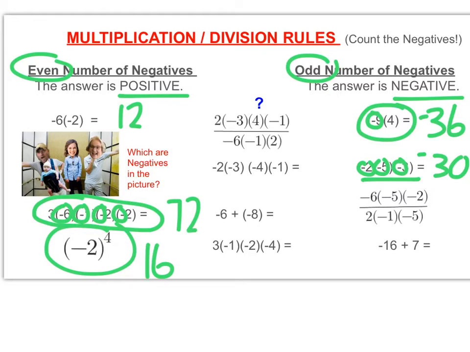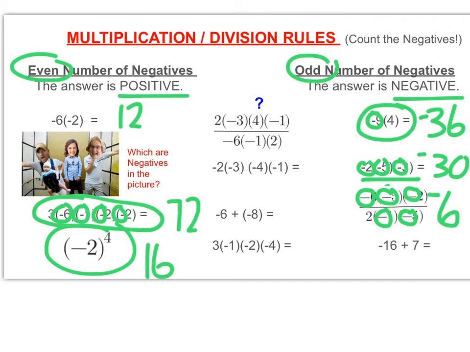Next one, even if you have division in here, this is our first division problem, and I have 6 times 5 times 2, which would be 60 up on top with their absolute values. And then I have 2 times 1 times 5, which is 10 on the bottom. So I had 60 divided by 10, which is 6, of course. And then I count my negatives: 1, 2, 3, 4, and 5. That's an odd number, so your answer is negative 6.